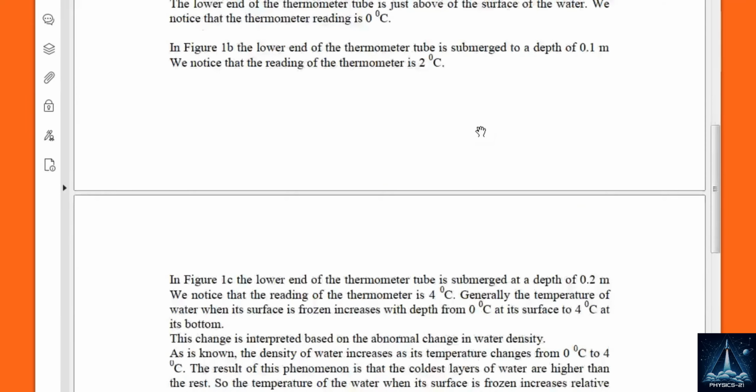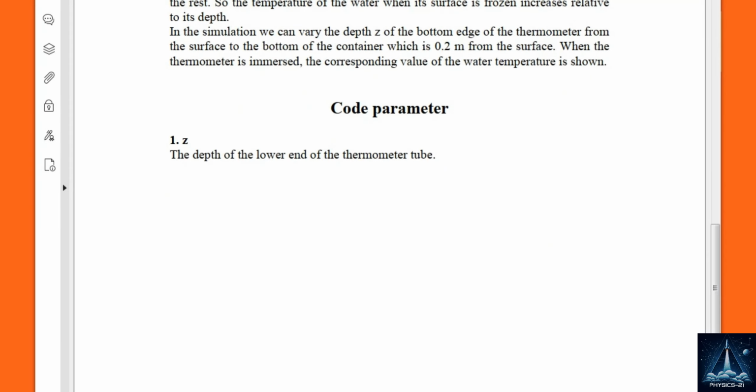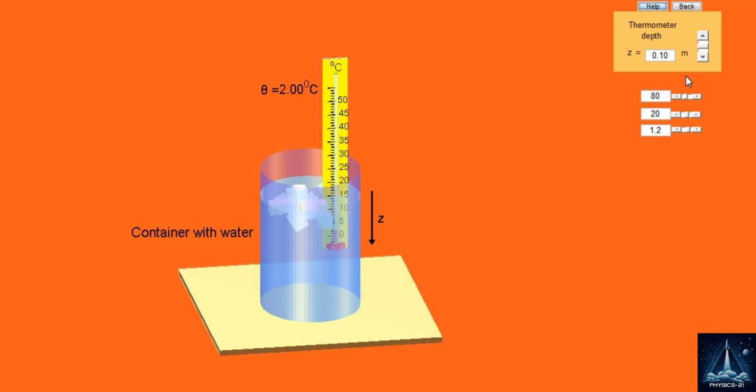In the help option, the analytical theory of the simulation is referenced. The parameter Z denotes the depth of the lower end of the thermometer tube.